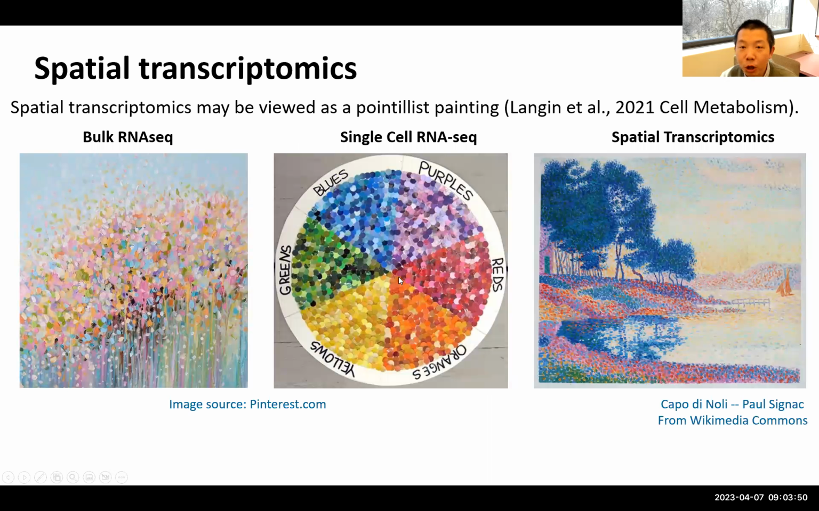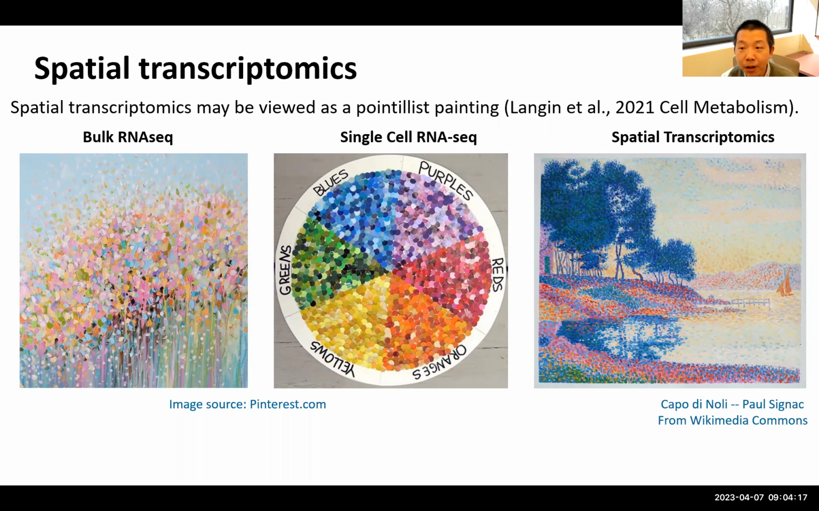Spatial transcriptomics is a very new technology. If you have been in this field for a while, you know that transcriptomic studies initiated from bulk RNA sequencing studies, an early technology developed maybe 10, 20 years ago. With bulk RNA sequencing, you basically collect the tissue from an individual, and then you can measure the gene expression level in the tissue.